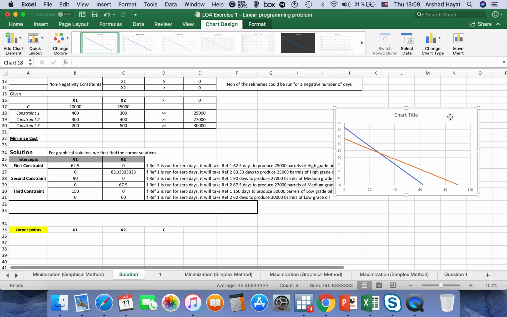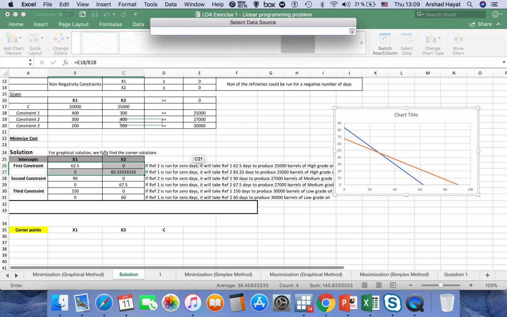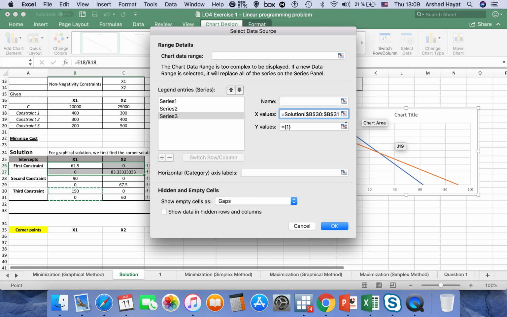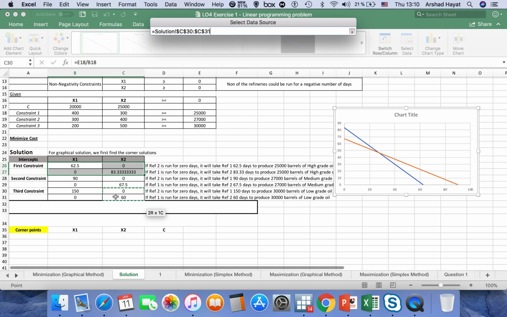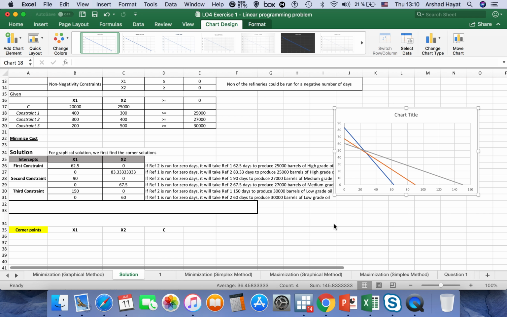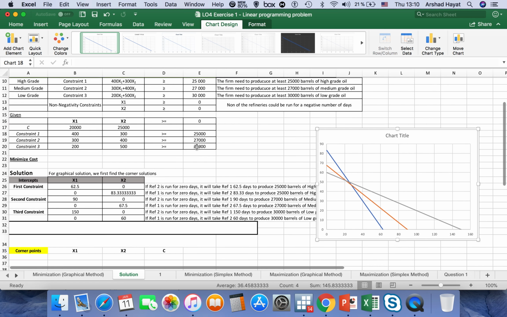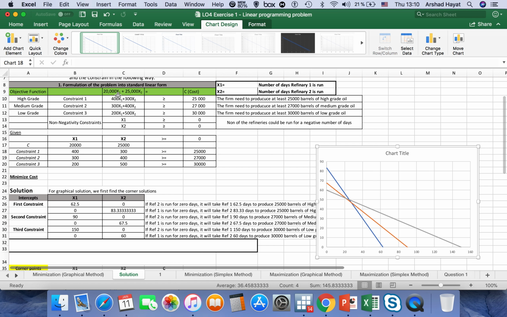Now simply go to select data and add a third series, and for the third series select your x values, which is x1, and y values, which is x2 in this case. So we have got these three constraints. So very good. Now what do these constraints tell us? These constraints tell us that we can minimize our cost, which is this cost.